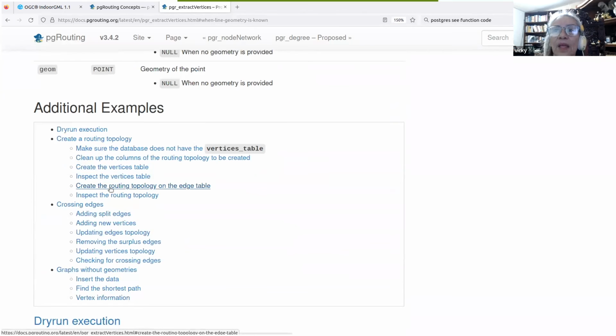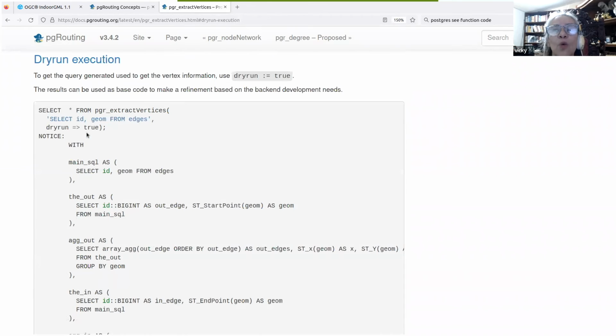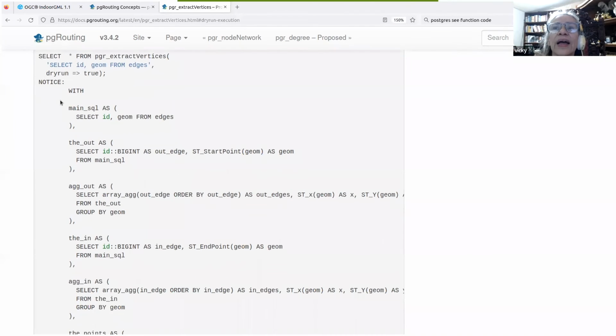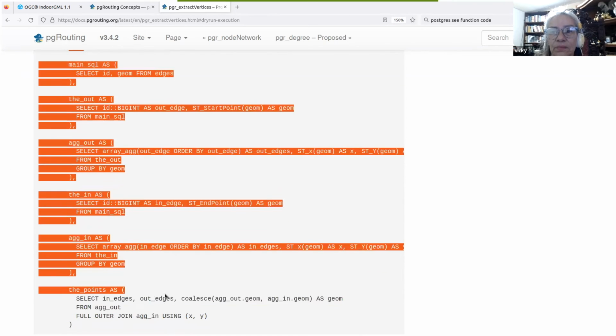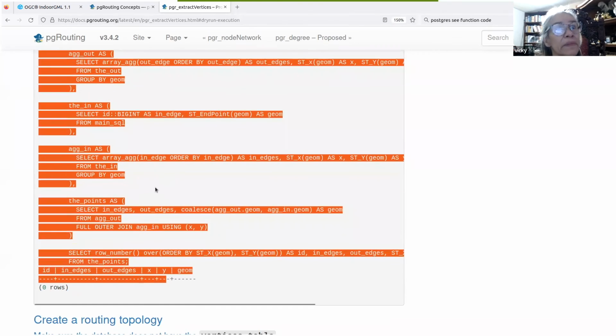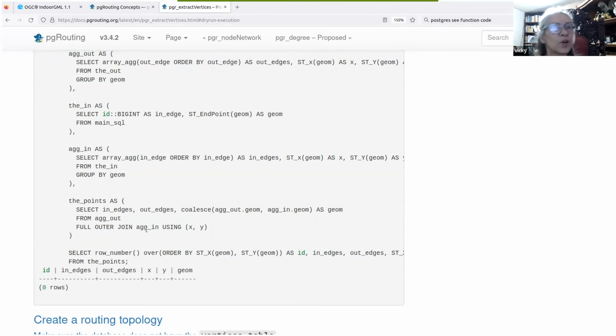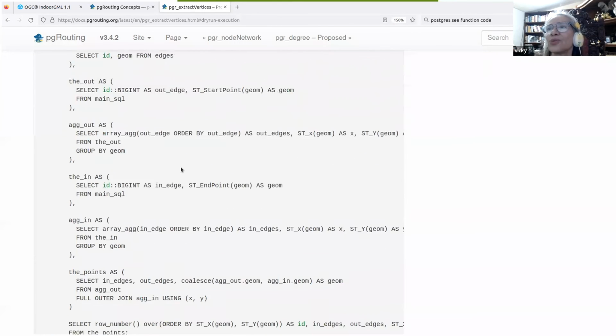Let's see, you can see additional examples. One important thing about these new functions that are going to be replacing the old ones, like this one is going to be replacing create vertices table, is that you can make a dry run execution, and it will spit out in a notice the code that you can grab and store in your own function, and you can tweak it if you want.